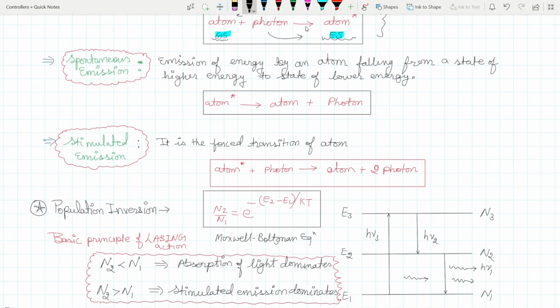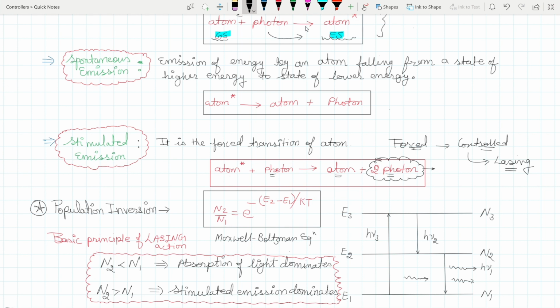The next one is stimulated emission, or you can say it is the forced process. When the excited atom is given a photon of energy, it releases the atom and two photons. These additional two photons cause stimulated emission. This emission is in forced form and also in controlled form, which is necessary for the lasing action.